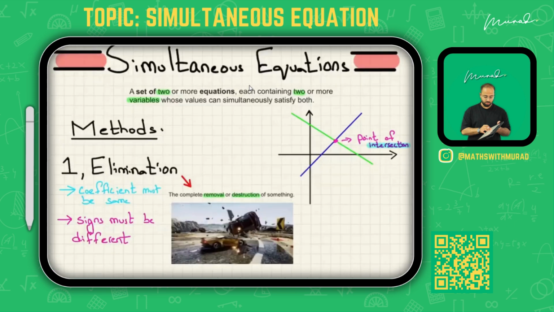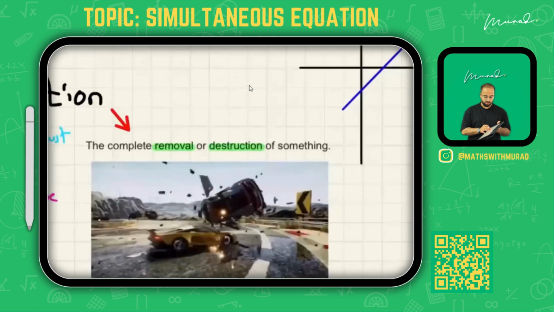Okay, so now we have two methods to solve it simultaneously. In this class, we are going to discuss these two methods. Number one is elimination, and the other method is the substitution method.